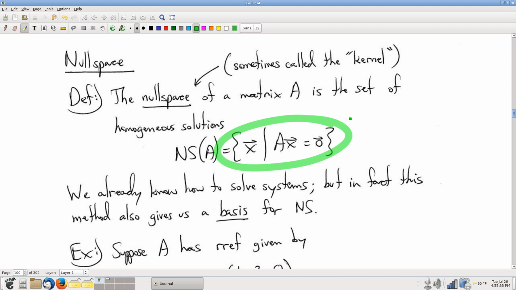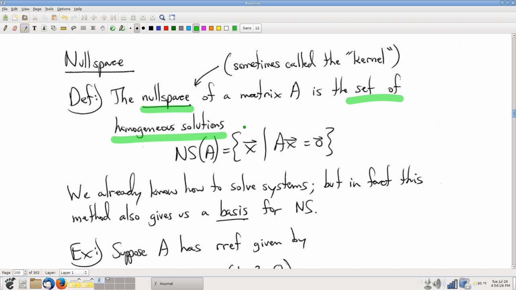And one might ask, well, then why do we need to rename this as the null space? Well, what we've seen very recently is that this set of homogeneous solutions is in fact more than just a set. It's a special kind of set. It is a vector space. So the term null space emphasizes the vector space structure of this object, and also it is a little bit more compact to say null space than to say vector space of homogeneous solutions.